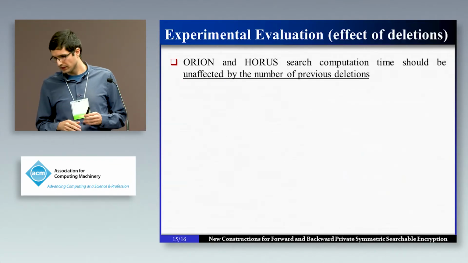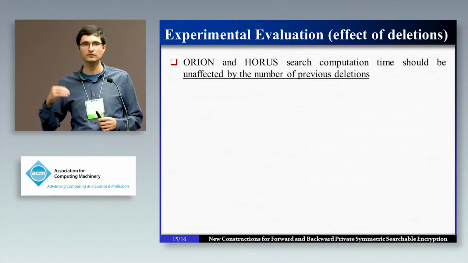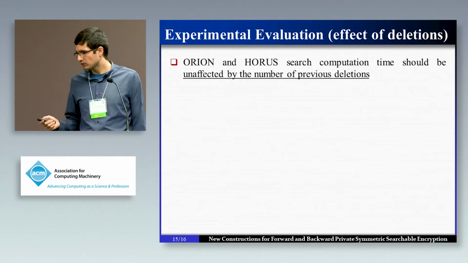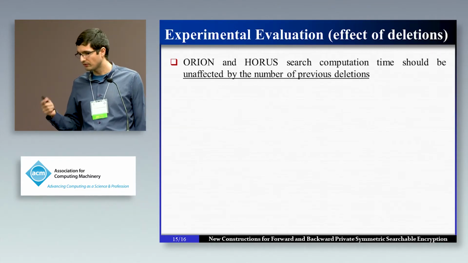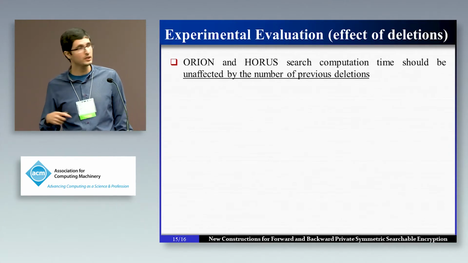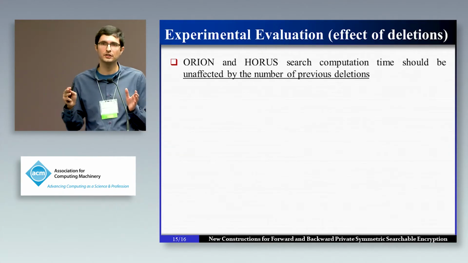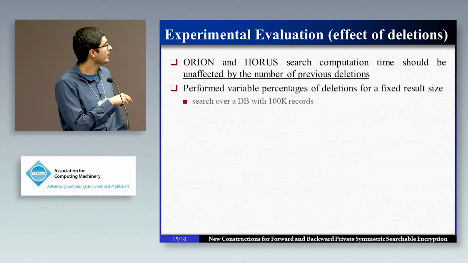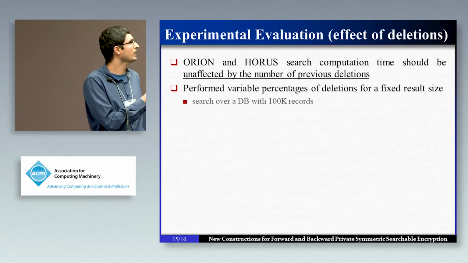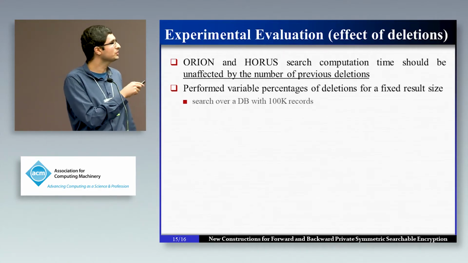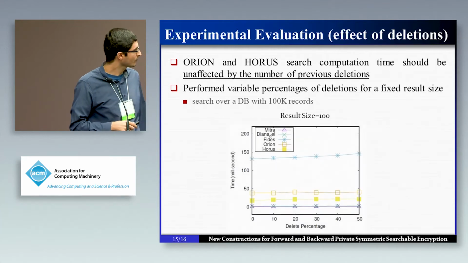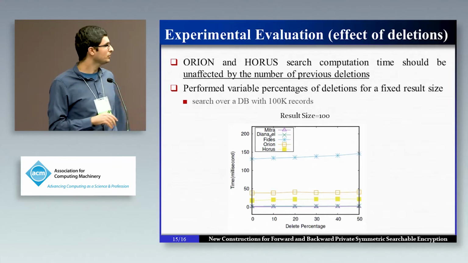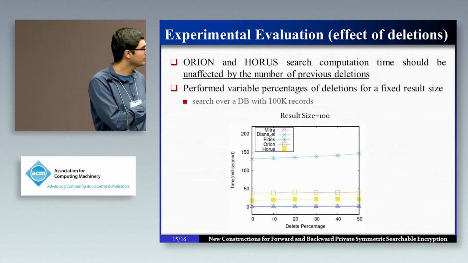Our last experiment is showing the effect of deletions on computation time. ORION and Horus search computation time should be unaffected by the number of deletions and should not relate to the total number of updates. So we executed an experiment over a database size of 100,000 and did a variable percentage of deletion for a fixed result size. We did this experiment for all of our schemes in addition to Fides and Dianadel.